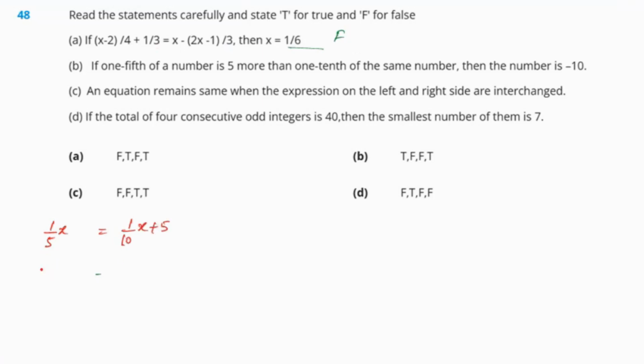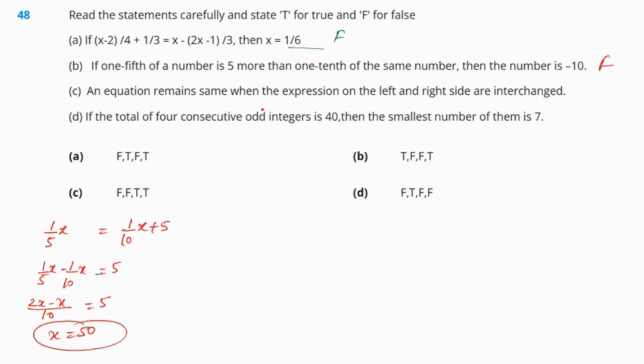Okay, when we solve it, we get 1 by 5 of x minus 1 by 10 of x is equal to 5. The LCM of 5 and 10 is 10 only. So 2x minus x gives us 5. So x is equal to 50. We are getting it as 50, but here it is given that it should be minus 10. So that is also false. Okay, this statement is also false.